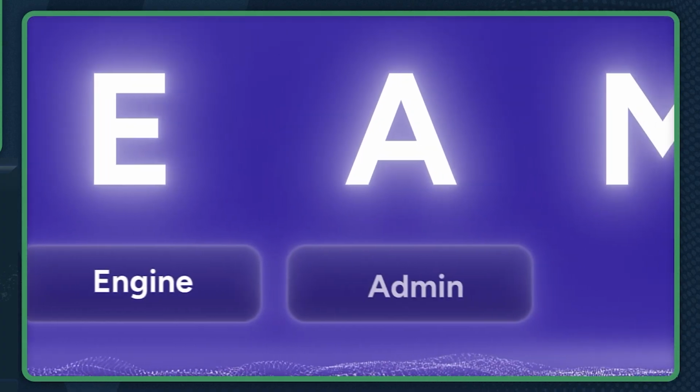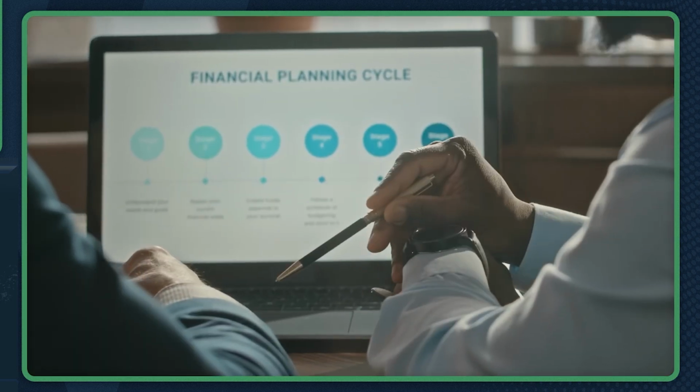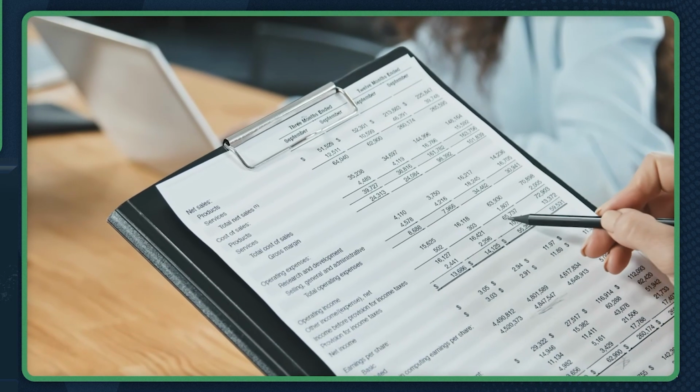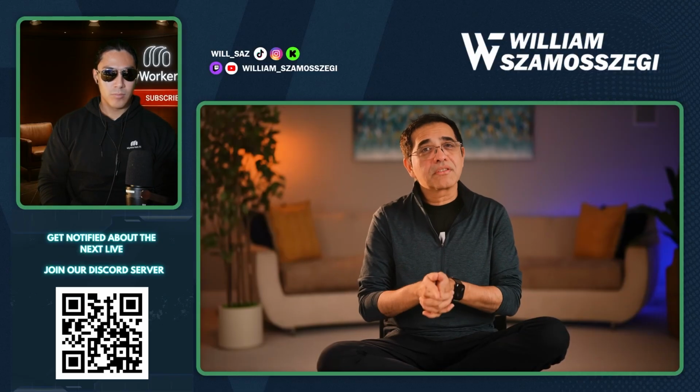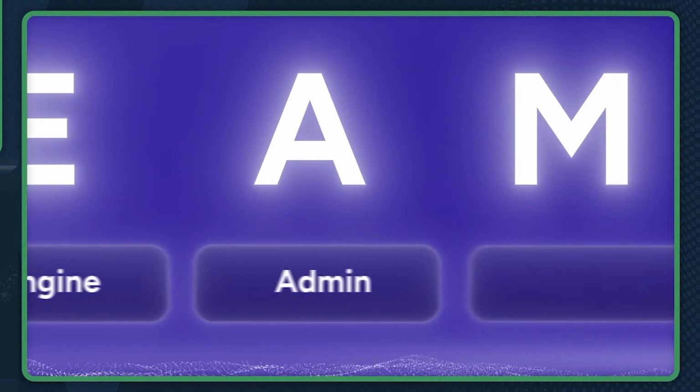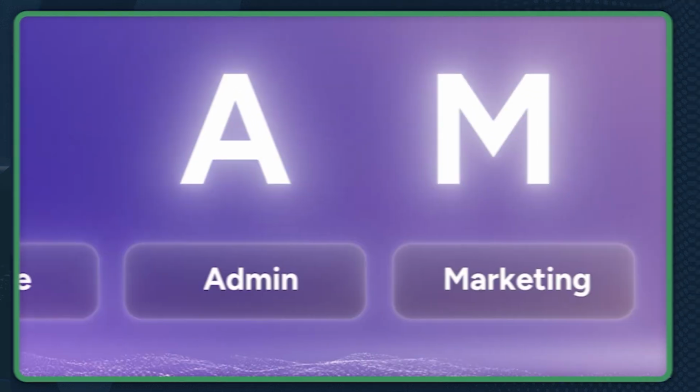A is for admin. This is all of your back office, finance, accounting, legal, billing, contracts, all of that. Things that keep your business running smoothly. And finally, M is marketing. Okay, so our admin, we're also trying to think of that as we're building the engine. Admin's going to be important. And obviously we want as much of our stuff automated as possible.